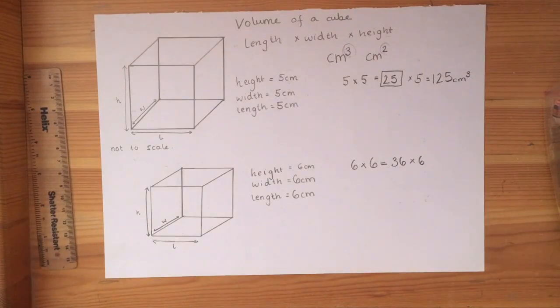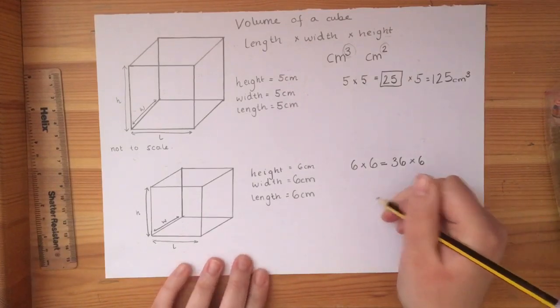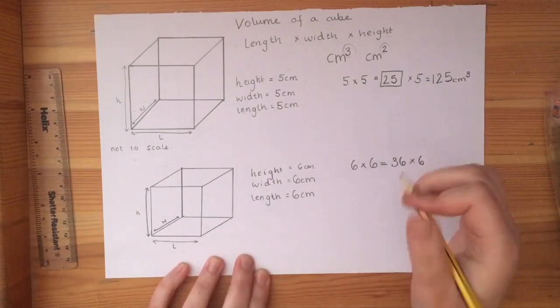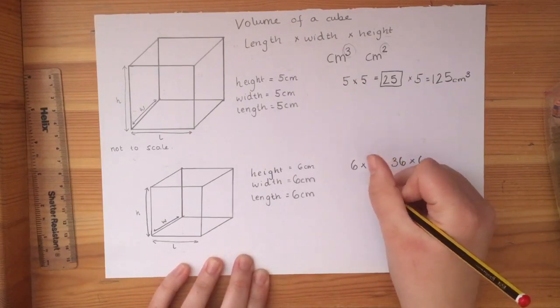Okay, so I don't mind if you had to use a calculator for that one. If you had this in a test, you would probably have to use a calculator, especially if it was up to 36 times 6. Unless you did a grid method. Now, I'm just going to show you a grid method just to recap in case you haven't done it before.